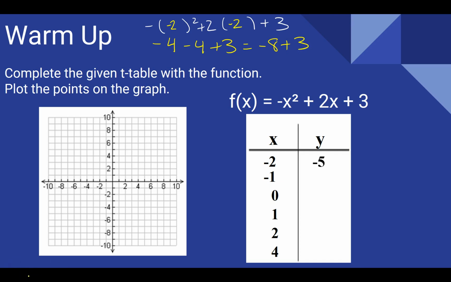Okay? Well, that's all we're doing today, for the most part. We're just going to apply it to real-world stuff. So how would I figure out negative 1? I would plug in negative 1 to each spot. So now, what is negative 1 squared? Positive 1. That negative is still out the front. 2 times negative 1? Negative 2, and then plus 3. Which gives us 0. All right, how about you plug in 0?